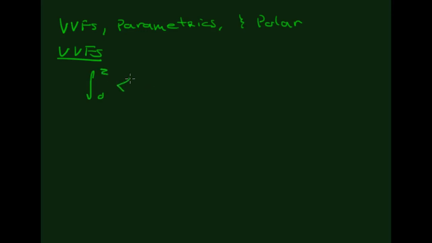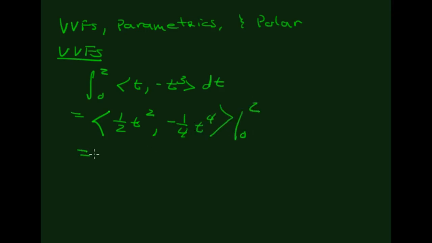If I have the integral from 0 to 2 of the vector valued function t, negative t cubed dt, you just take the integral of both of the components. So this is the vector of 1/2 t squared, minus 1/4 t to the 4th, from 0 to 2. Let's see, 2 squared is 4, over 2 gives me 2, and 2 to the 4th is 16, over 4 is going to give me negative 4. And then both of these resolve to 0 when I put the zeros in. So this resolves to the vector 2, negative 4. So you literally just take things component by component.